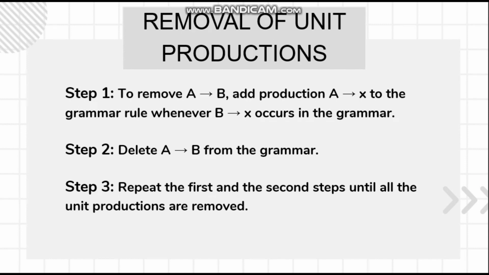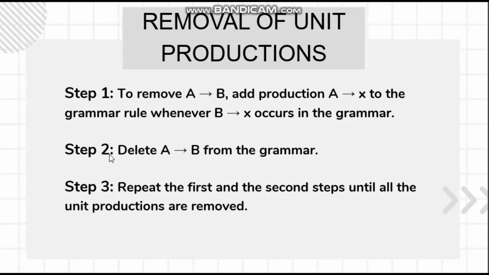Moving further to the next step of simplification of CFG, that is, removal of unit productions. The method to remove unit productions is as follows. Firstly, identify all the unit productions. If the production is of the form A gives B, add the production A gives X wherever B gives X occurs in the grammar. Next, delete that unit production and then repeat the previous steps until all the unit productions are removed. Let us understand this concept better by solving an example.